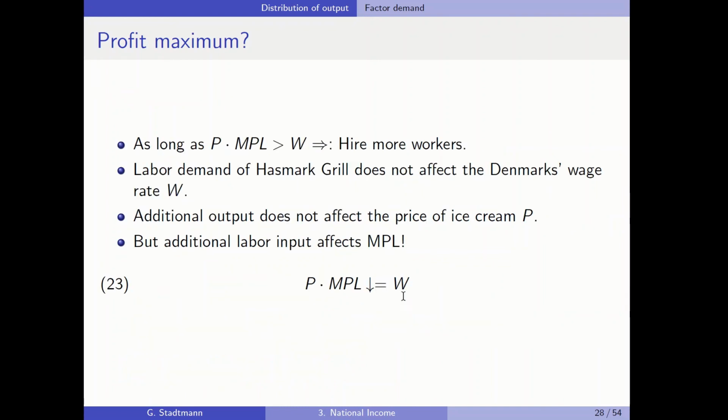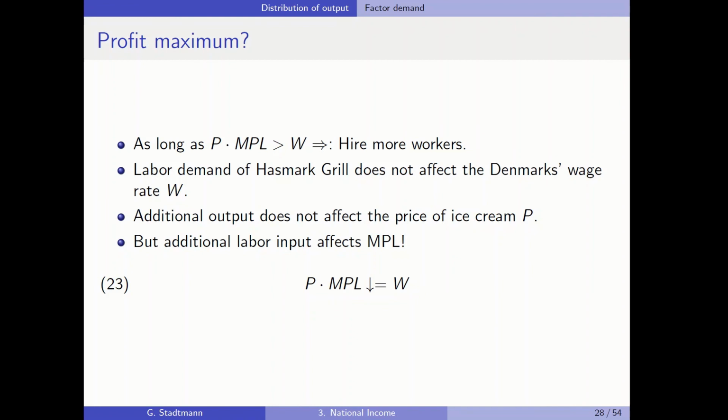So as long as the product of the goods price times the marginal productivity of labor is larger than the wage rate, then you have to hire more workers. The labor demand of Hasmark Grill will not affect Denmark's wage rate. Denmark's wage rate is constant, it's given, it's equal to 90 Danish krona. Also, the additional output does not affect the price of an ice cream. The price of an ice cream is set to 30 Danish krona.